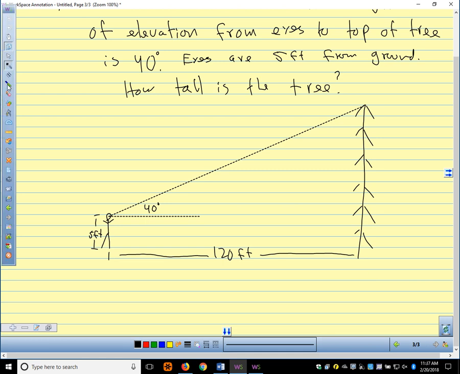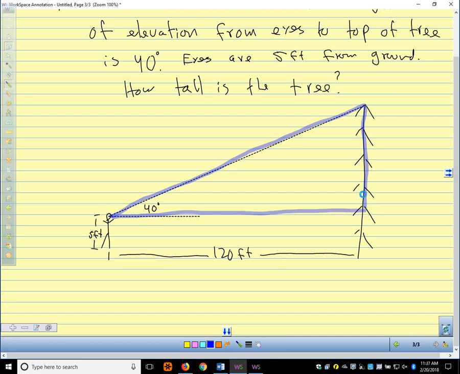Well, what I'm going to do is look at this triangle. We're assuming that the tree is growing nice and straight. From this triangle, we know that this side is 120 feet, and we can figure out this side, x. And we know that our eyes are 5 feet above the ground, so that distance is also 5 feet. Once we figure out x, we can add 5 feet, and we get the height of the tree.